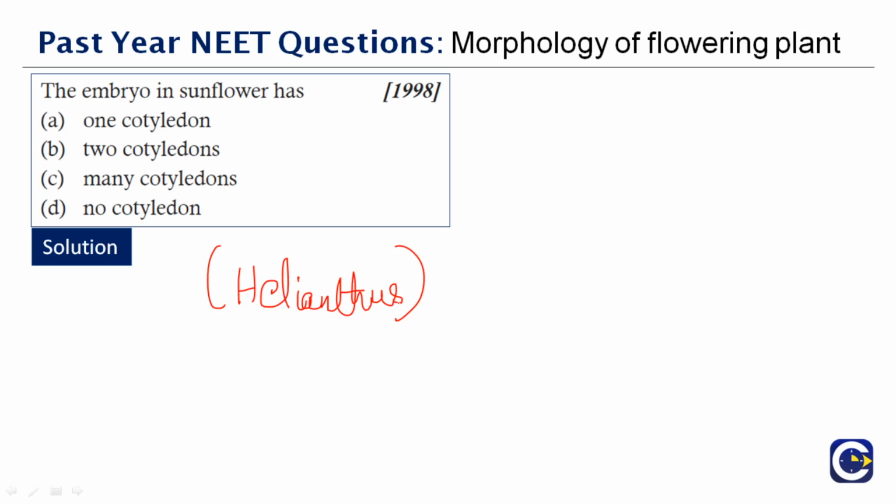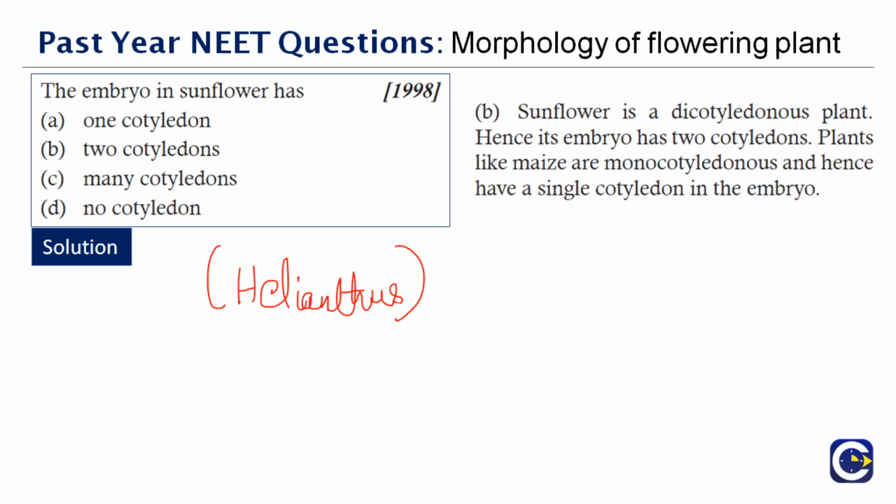So of course, the embryo of the sunflower has how many cotyledons? It has 2 cotyledons. Sunflower is basically a dicotyledonous plant, hence its embryo has 2 cotyledons. Plants like maize are monocotyledons and hence they have a single cotyledon in their embryo. Therefore, the embryo of the sunflower has 2 cotyledons.